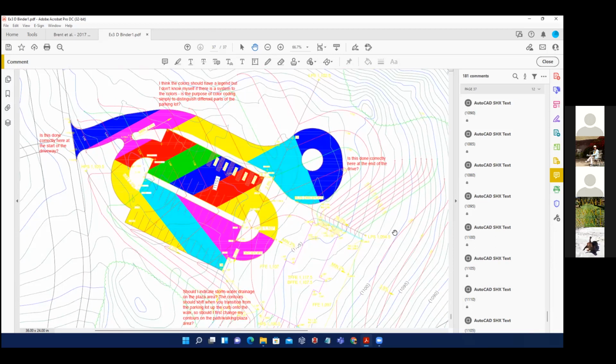The purpose of the color coding is simply to distinguish? Yes, the purpose of color is simply to distinguish different drainage areas and make a connection between the contributing area and the bioretention area. All right. So is this correctly done at the start? That's pretty good. Looks pretty good here. And done correctly at the end.